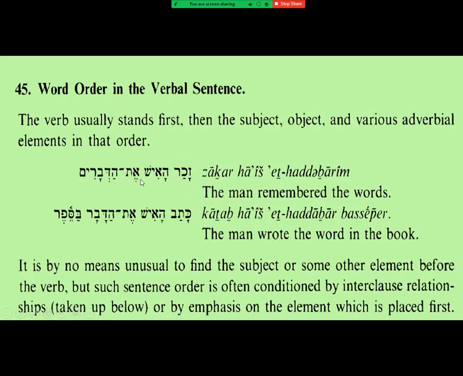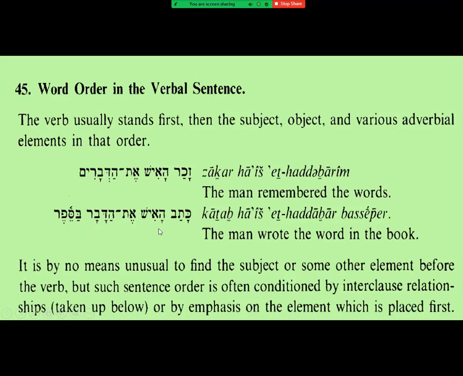Et, that's the direct object indicator. Ha-devarim, devar is the word for word, and devarim is plural, so the words. So the man remembered the words. Again, the verb, then the subject, then the object, and then if there's anything else describing that, the nice words or the kind words, that would be after that. Versus katav ha'ish, the man wrote, et hadavar, the direct object, the word, basefer, in the book. The man wrote the word in the book.